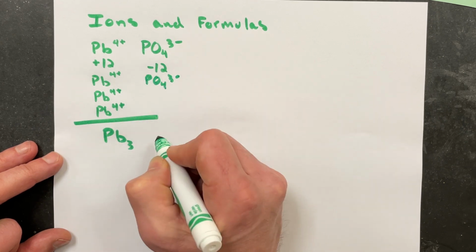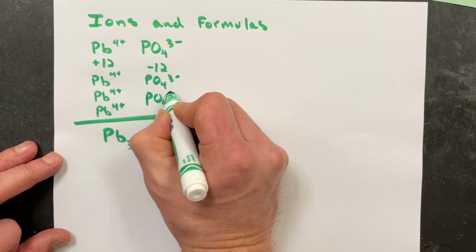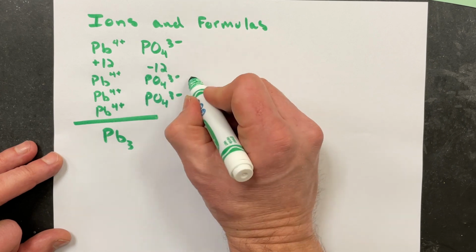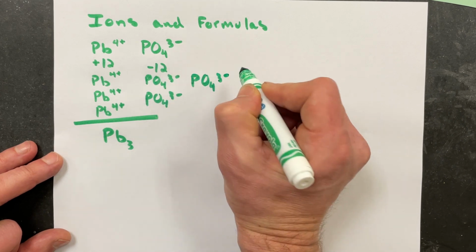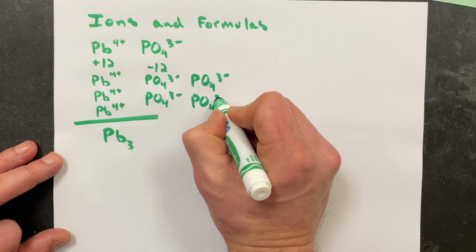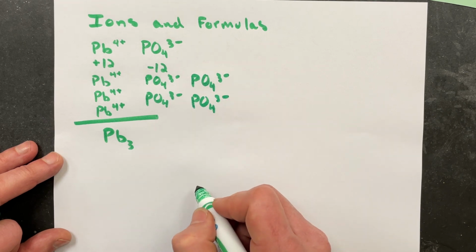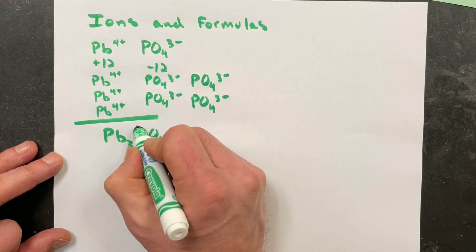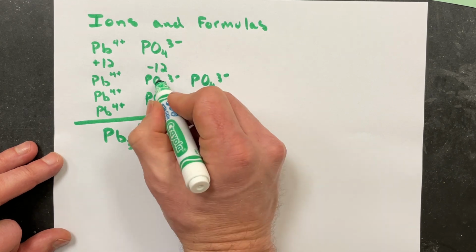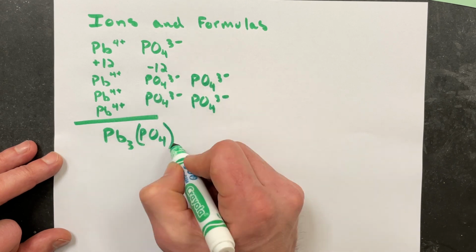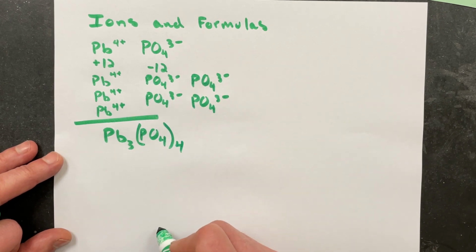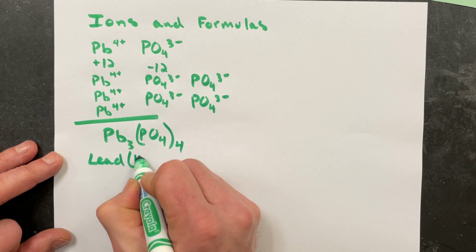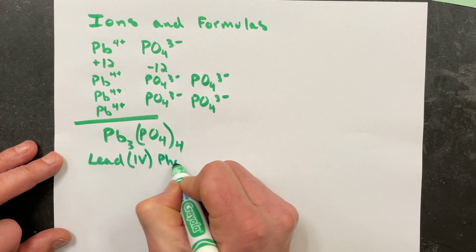PO4 3-, so there's 1 phosphate, PO4 3-, there's 2 phosphates. We're at 6 negative, we're trying to get to -12, PO4 3-, we're at 9 negative, and PO4 3-, now we're at 12 negative. So we have PO4, and we have to put a parentheses around this to show that we have 1, 2, 3, 4 of them, and we put that 4 right there. So that's how we would write this lead. In this case, this is lead 4-phosphate.